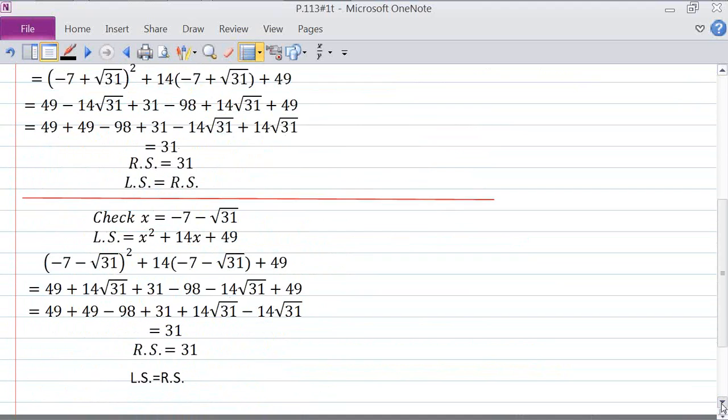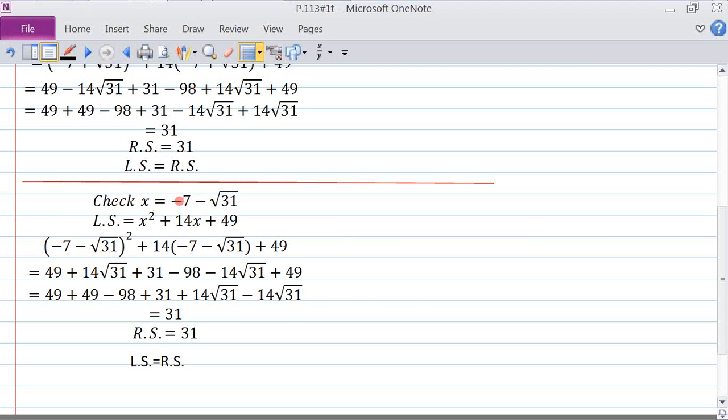Now we do the same thing with the minus root 31 instead of plus root 31, which is the other solution, and substitute it in over here. We get minus 7 minus root 31, replacing the x here, which is squared, plus 14x. So minus 7 minus root 31, this right here, plus 49.